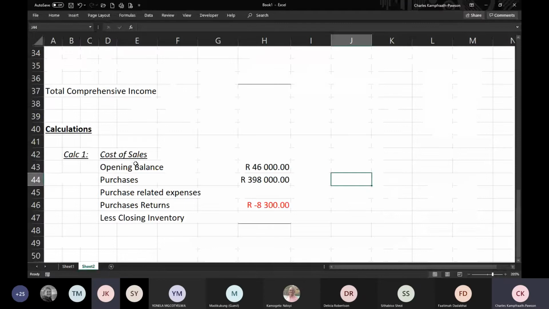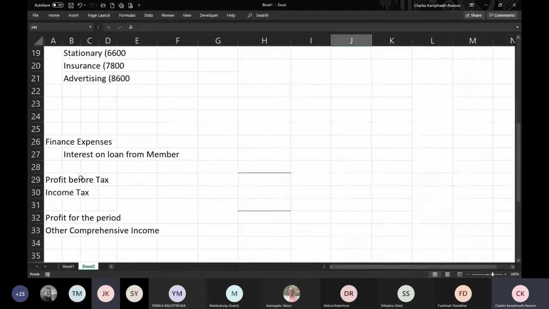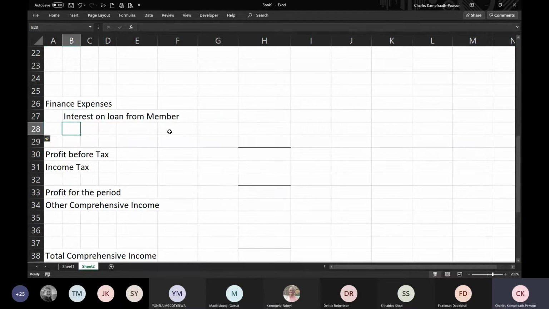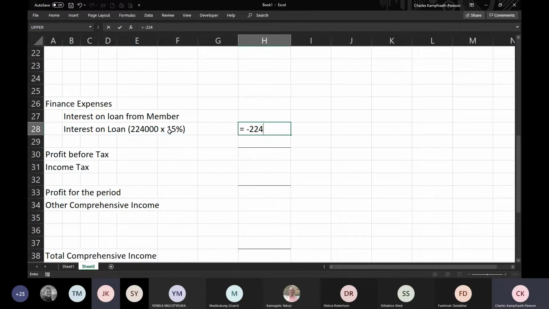So if we go to the information, our answer, and we say interest on loan, it will be the full amount, 224 times 15%. Everybody happy?